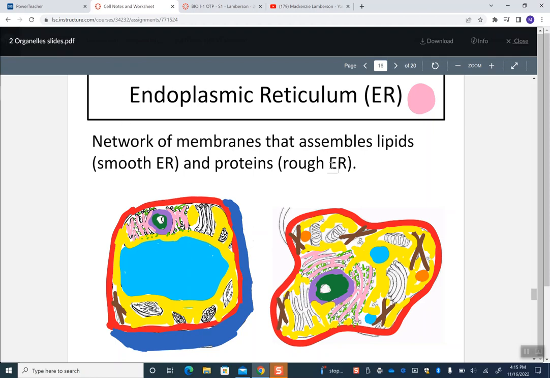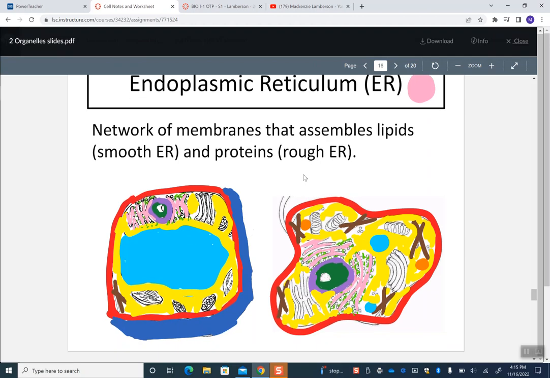In this class, mostly we'll just be talking about the ER, or the endoplasmic reticulum in general, and we won't really have to differentiate between smooth and rough, but it helps assemble lipids and proteins, and found in both plant and animal cells.